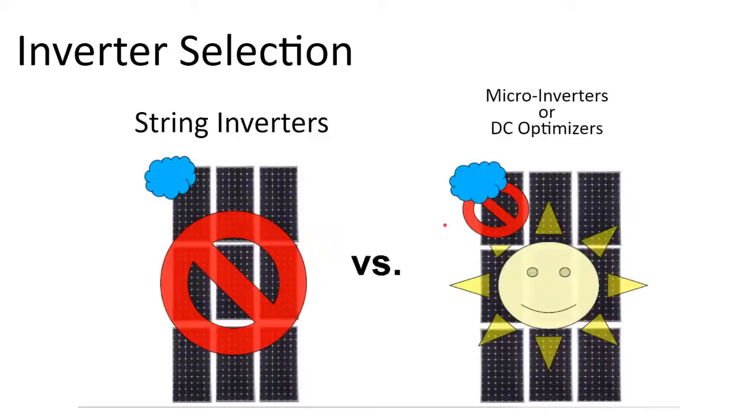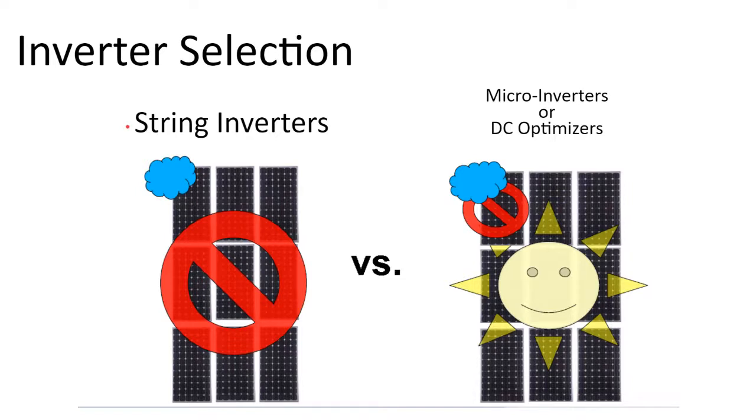In the absence of shade, which system is better is a matter of opinion. Without getting too nuanced, I'd recommend microinverters for do-it-yourselfers, DC optimizers for experienced installers, and string inverters for ground mounts.